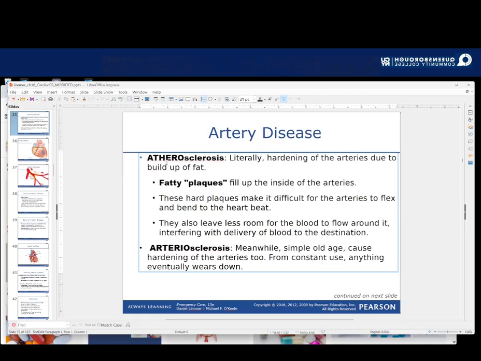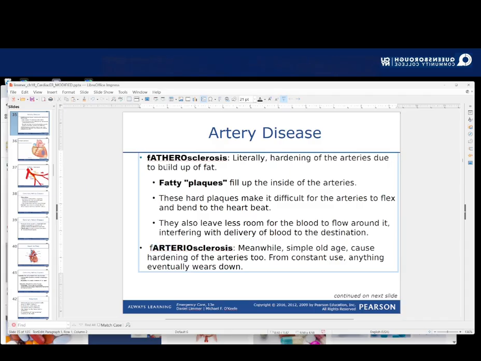If you put the letter F in front of the word, the first three letters spell fat. So atherosclerosis is the result of fatty plaques that build up on the inside of the artery. If you put the letter F in front of this word, it spells that. And then people who are old tend to do this a lot. So that's arteriosclerosis. So now you know the little trick.